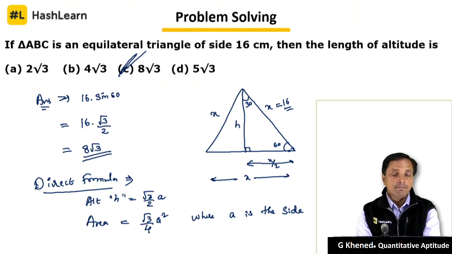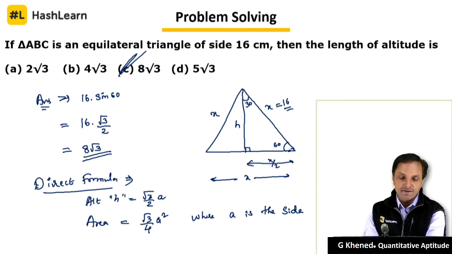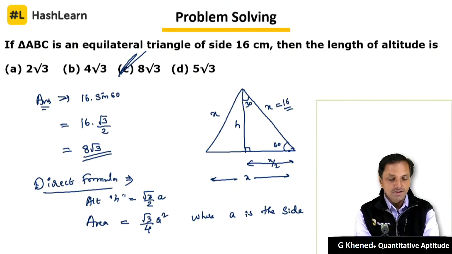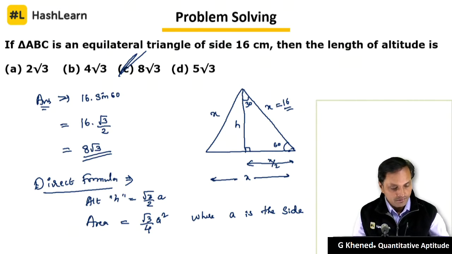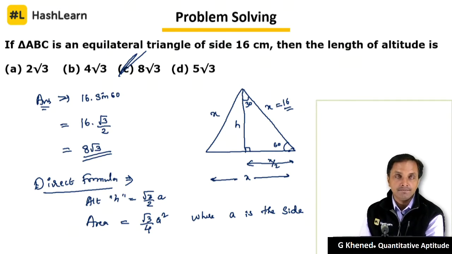If you want the base of the right angle triangle, or half of the equilateral triangle, that can be done by the horizontal component. 16 into cos 60 will give you the horizontal component, and 16 into sine 60 will give you the vertical component of the triangle. If you use the direct formula also, you will get the same answer, 8 root 3.